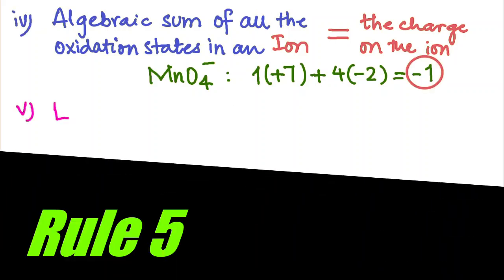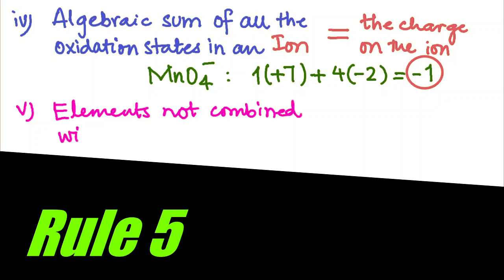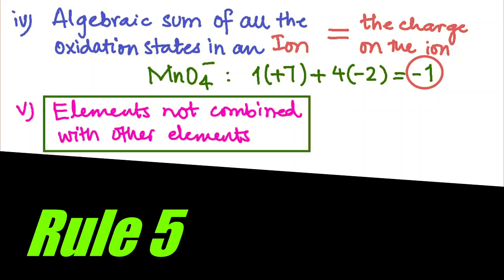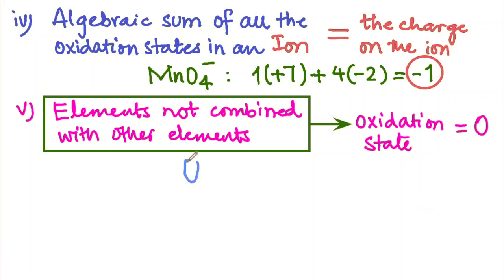The next rule which we are going to look into is about the elements which are not combined with any other elements. In such a case, the oxidation state will be equal to 0. For example, the oxidation state of an oxygen molecule is equal to 0. Similarly, for any other element which has not combined with another element, the oxidation state will be equal to 0.